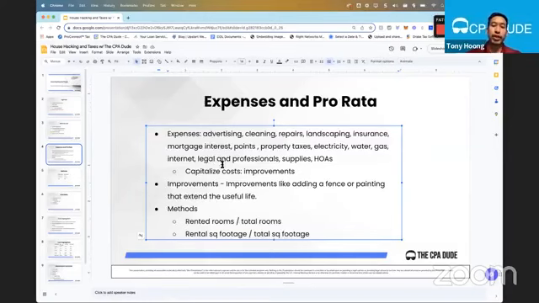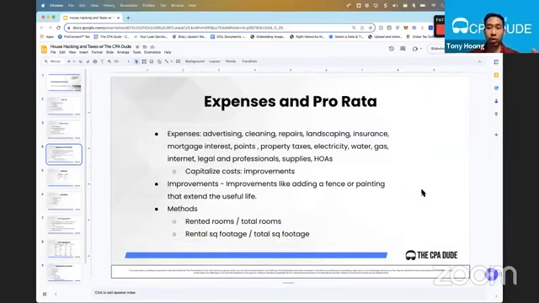However, there are some outflows of money that you cannot write off in the current year, like improvements. Improvements like adding a fence or painting the whole exterior of the house, those things that extend the useful life. Instead of being expensed in year one, you have to depreciate them over their useful life, whether it's 5-year, 7-year, or 15-year property. You have to space it out.